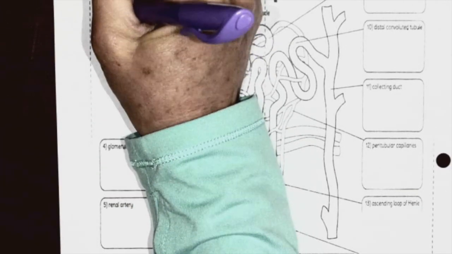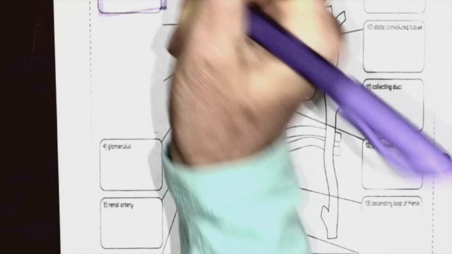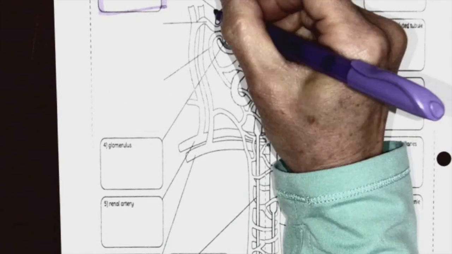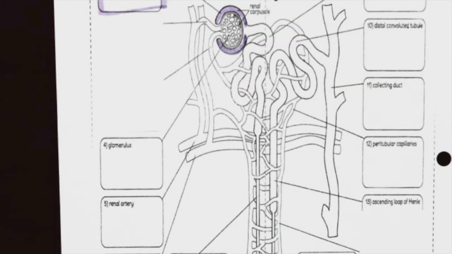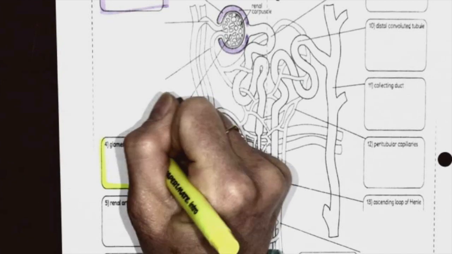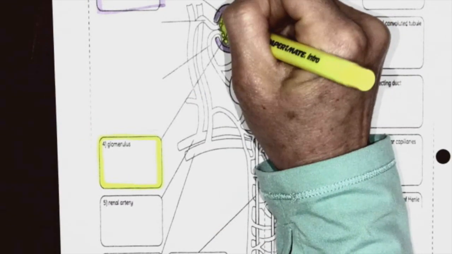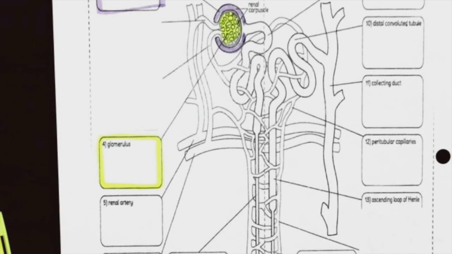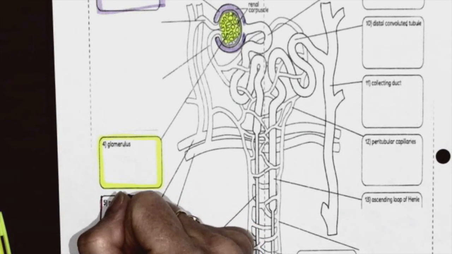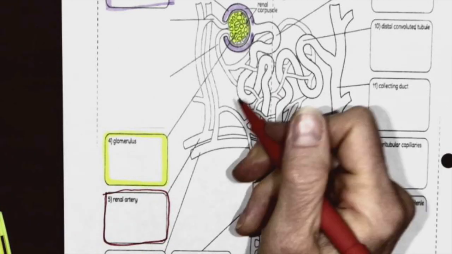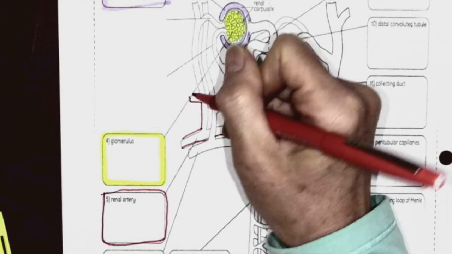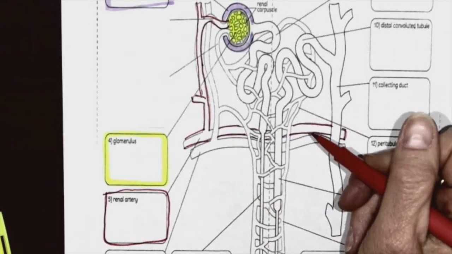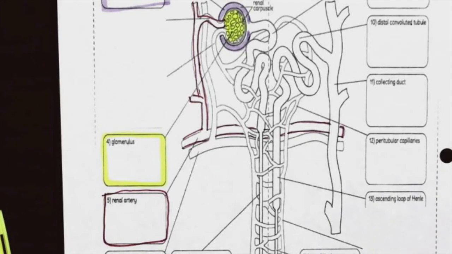So the first thing is the Bowman's capsule, which is part of the glomerulus, and it surrounds. So the Bowman's capsule, which is right here, surrounding the glomerulus. The next part is the glomerulus. That's this little area here, the sorting area. The next part is the renal artery. And this is the one that's kind of complicated because it connects each and every nephron together. And then there is the renal vein.